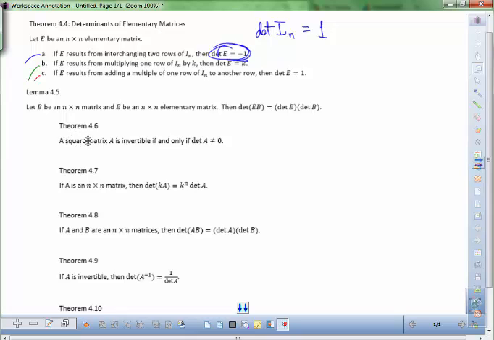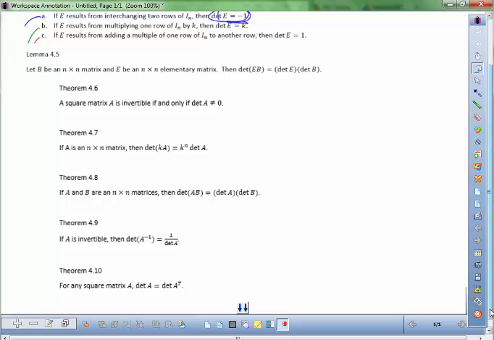And a few other pieces of information. If a matrix is invertible, then the determinant is not equal to 0, which means if the matrix is not invertible, then the determinant has to equal 0. Multiplying a whole matrix by k is multiplying n rows by k, and so there are n of those k's that we're multiplying. More generally, the determinant of a product is equal to the product of the determinants. And then the transpose of a matrix will give you the same determinant.